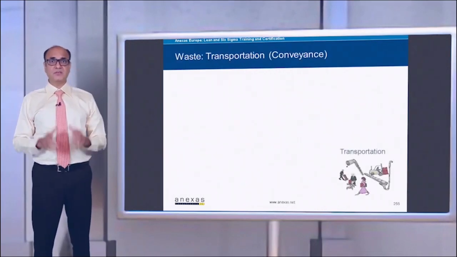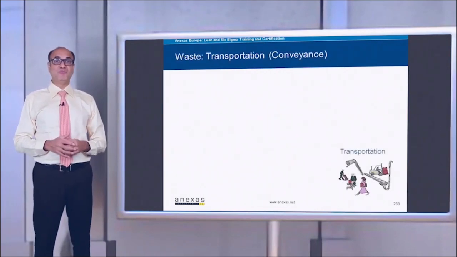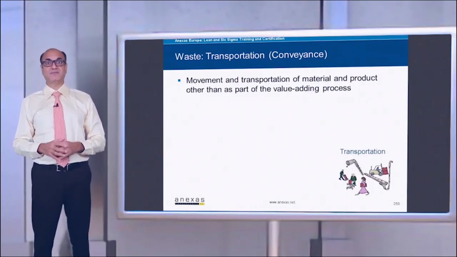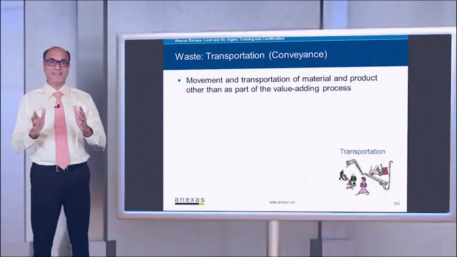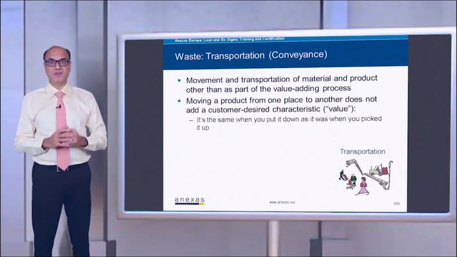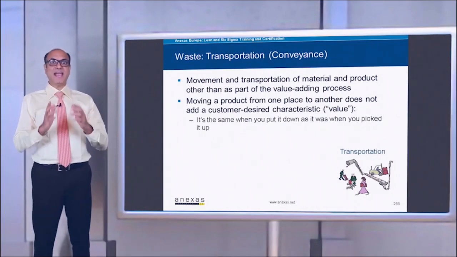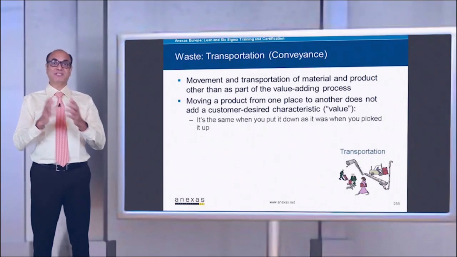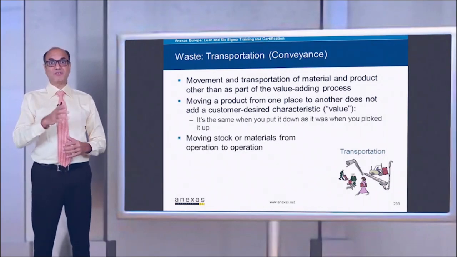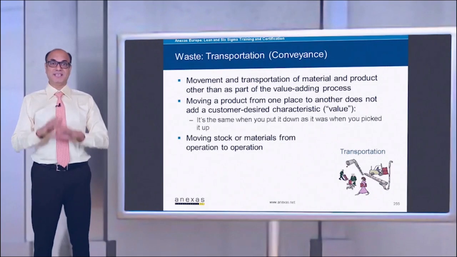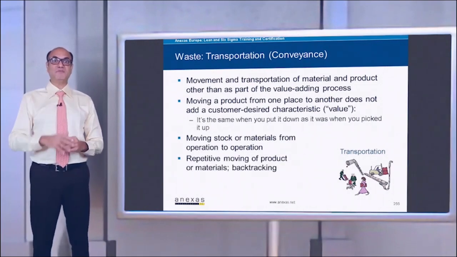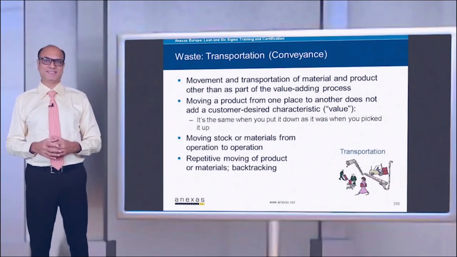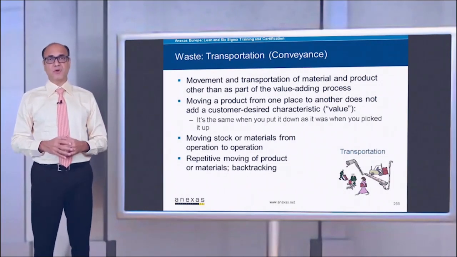Yet another waste is transportation. Movement and transportation of materials and products other than as part of the value-adding process is waste. Moving a product from one place to another does not add a customer-desired characteristic which the customer perceives as value. Moving stock or materials from operation to operation is a waste. Repetitive movement of product or materials, backtracking, are all examples of waste. You can think of some examples from your area.